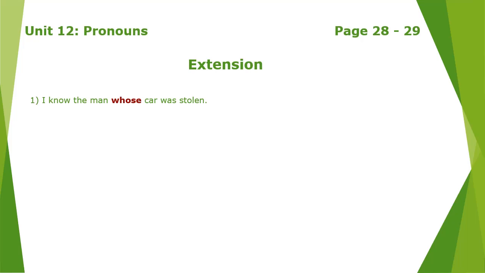So after whose there will always come a noun, such as car, phone, table, chair, whatever, any noun. Always I will have a noun that can belong to someone before whose. So whose is very easy because after it there is always a noun. It's not like whom, which most of the time has a verb after it, such as does, did, is, and stuff like that. So the first sentence we said, I know the man whose car was stolen. Here I'm trying to say that the car that was stolen belongs to the man.